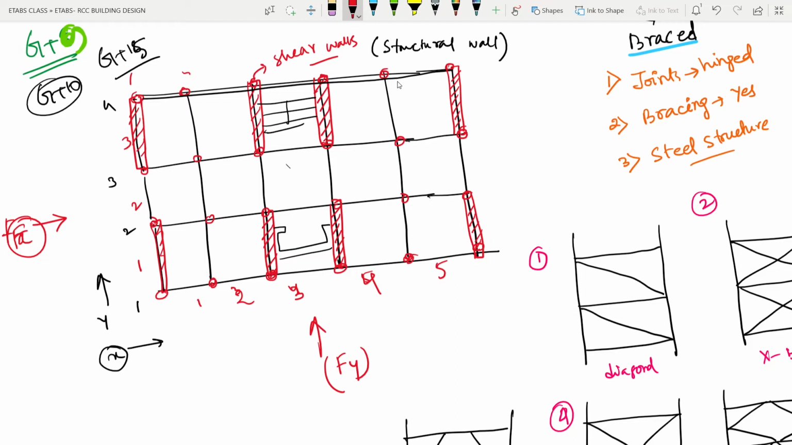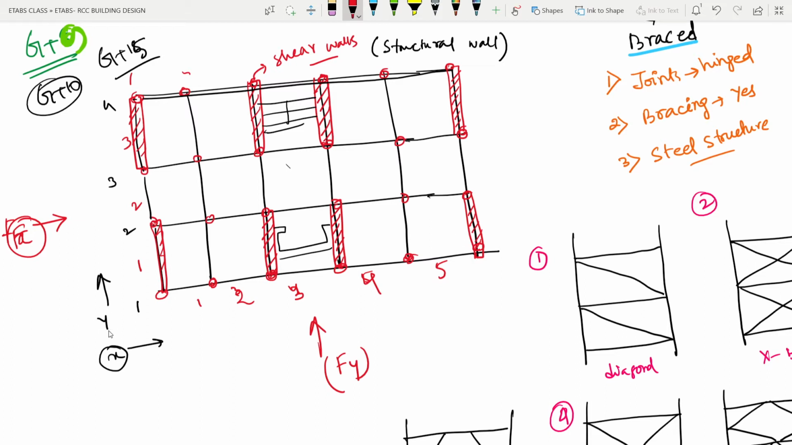So architecturally it is very hard for the architects, you cannot provide shear walls everywhere. Structurally it is good, but we need to think about the aesthetics of the building also. That's why I have provided them at the outer periphery. In most cases you may not be able to provide shear walls like this, I'm just giving a general example.